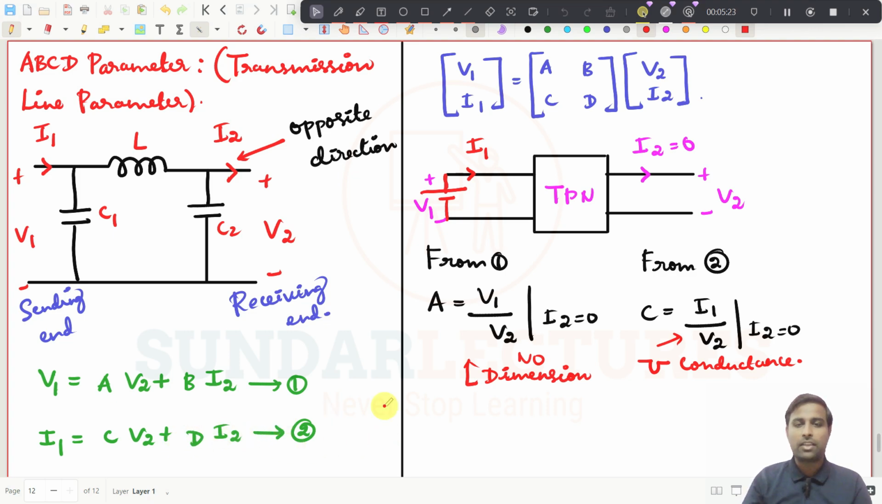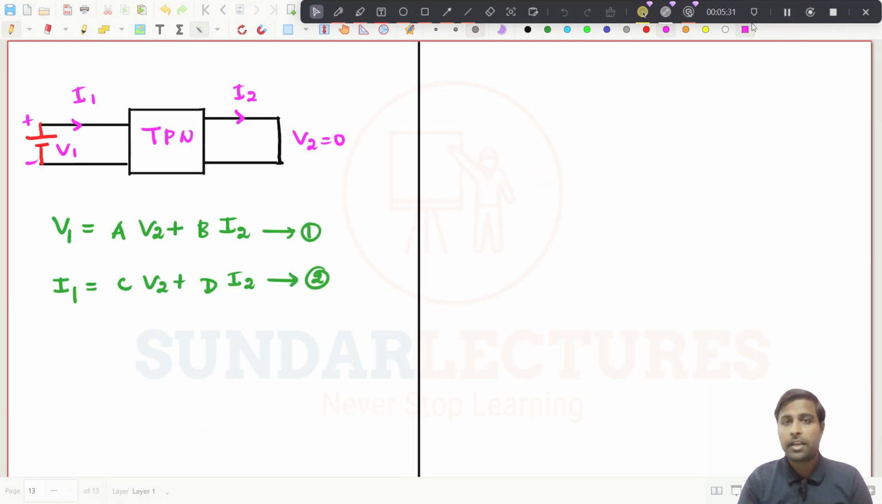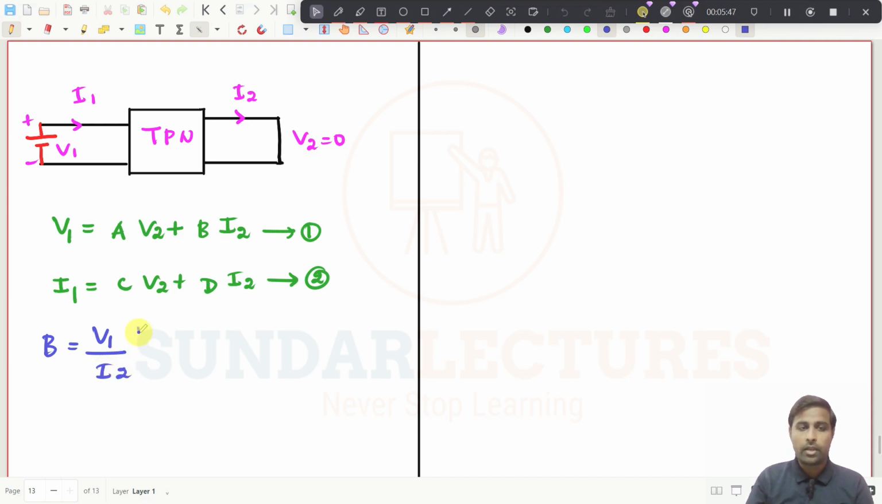And how will you find the value of D and B? Make V2 become 0. I will draw the diagram. And you see now what we have done. We have just short circuited the second port, the receiving end port, and V2 now becomes 0. So these two terms will be 0 now. And what will be B? B should be equal to V1 divided by I2, with respect to V2 becomes 0. And what is this dimension? It is very simple. This dimension will be ohms. V by I will be ohms.